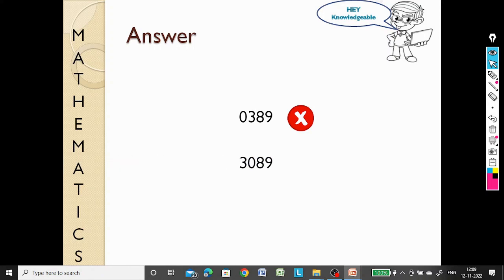The right answer is basically 3089. So the second smallest number, that was the 3, has to be kept in front, and then the rest of the digits will follow the rules which we just explained before. So 3089 would be the right answer.